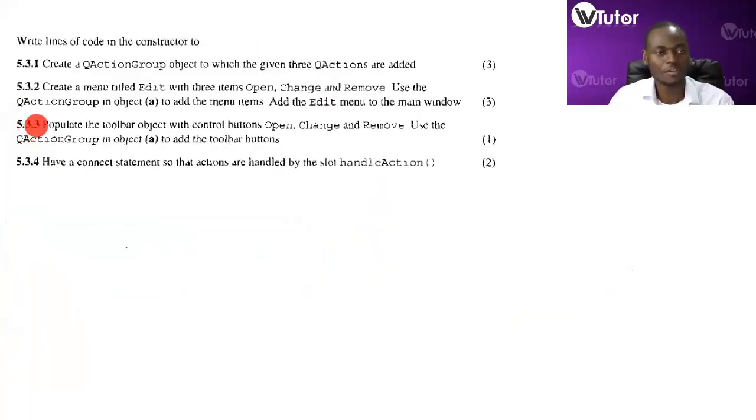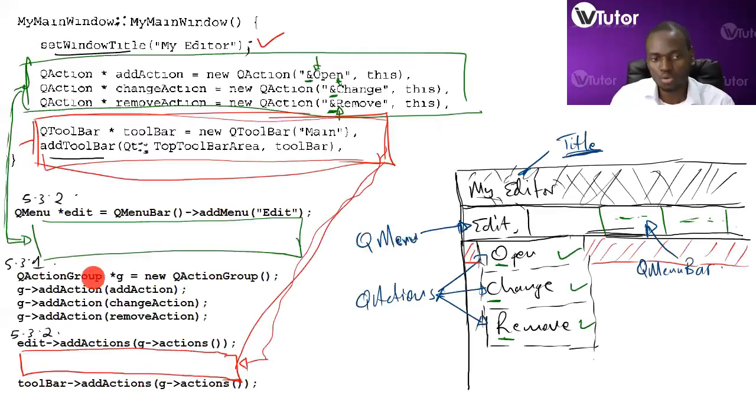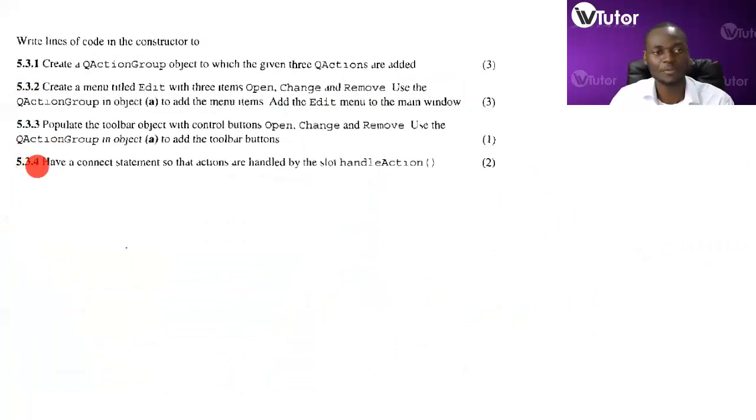Then 5.3.2 is populate the toolbar object with control buttons, open, change, and remove. Use the Q action group. Again, now they are saying take your actions and also put them on your toolbar. Now this is this line, right? Which is toolbar.add actions, and then you put your actions, g.actions, right? So that is that.